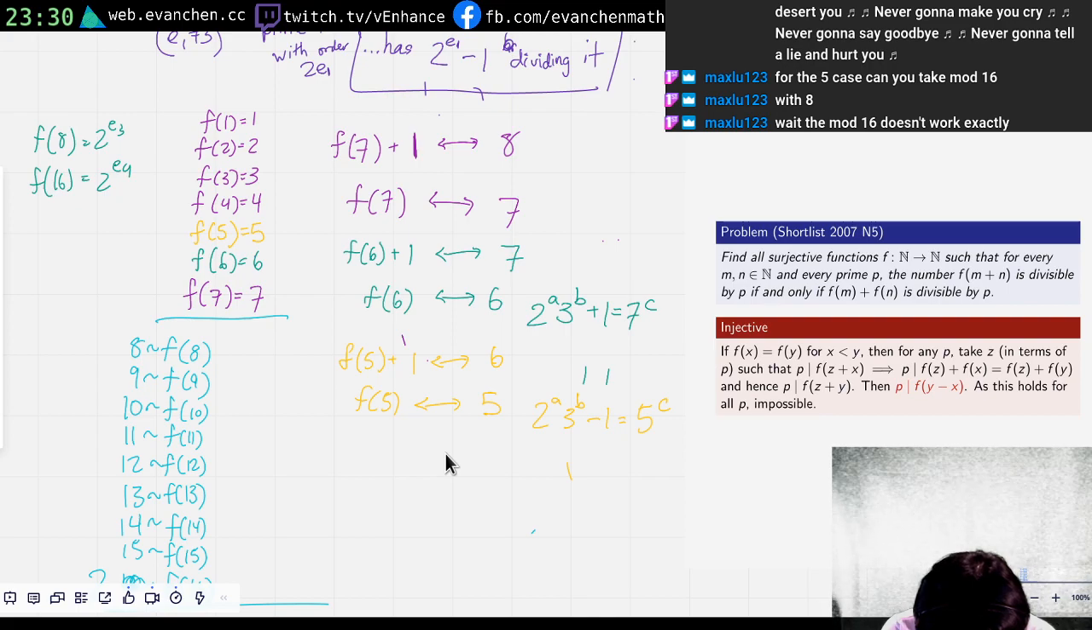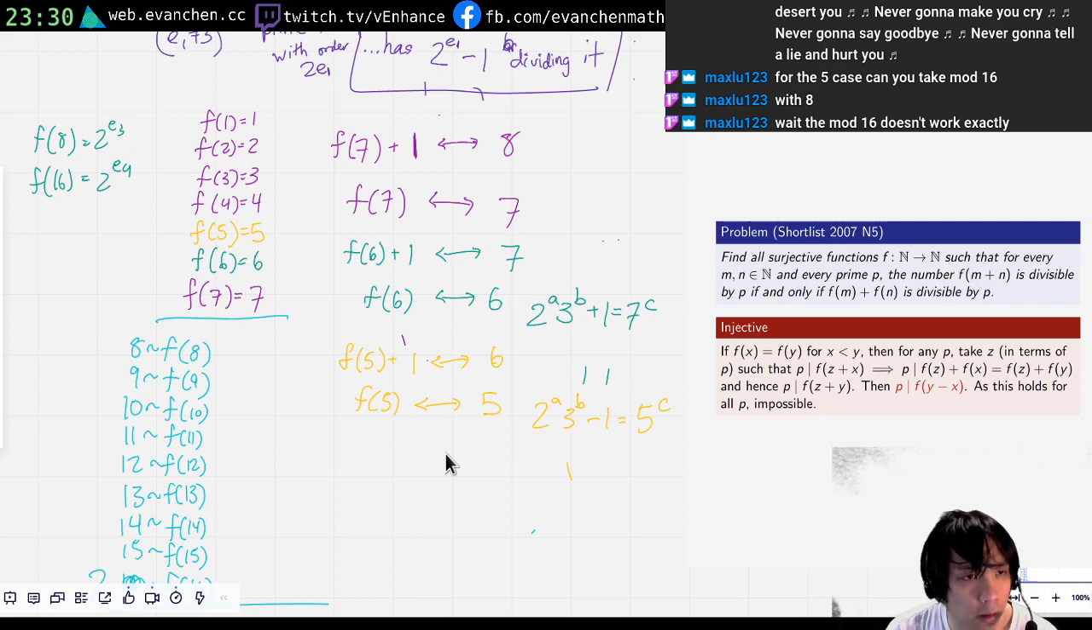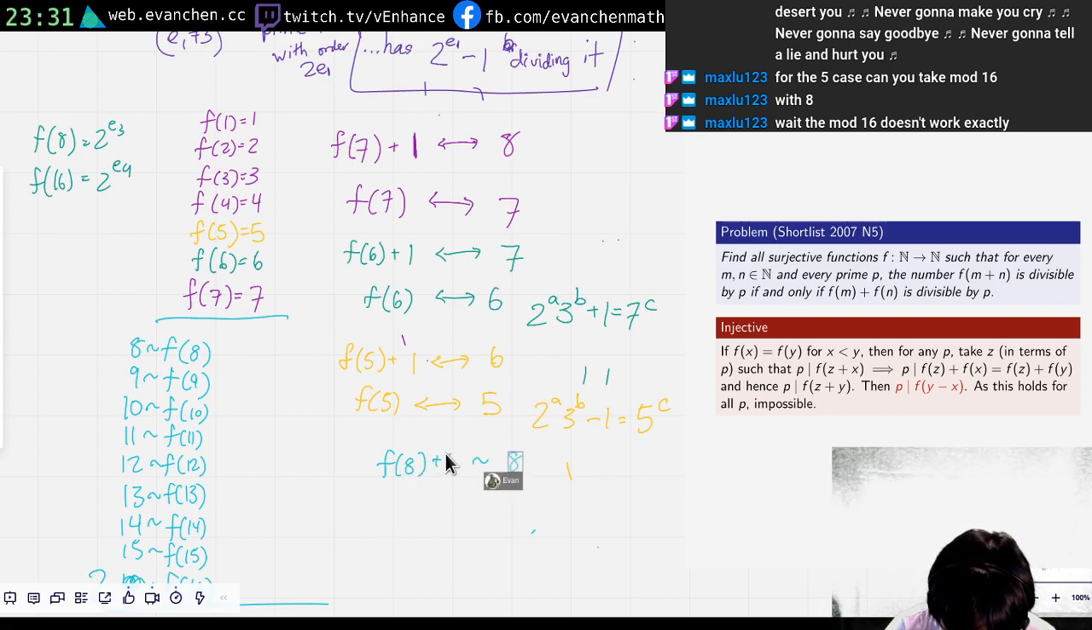I agree, the idea seems like I should be trying to take mods. But I have a lot of mods I can take. The mod 16 doesn't exactly work. But I have so much mod in. When I'm up to here, you know f of 8 plus 1. For example, if I want to pin down f of 8, I know f of 8 plus 1 is supported only on 8, plus 2 is supported on 9. This kind of thing, right?